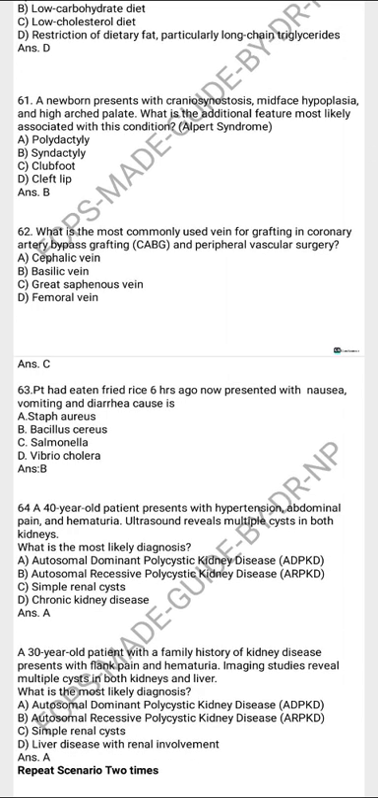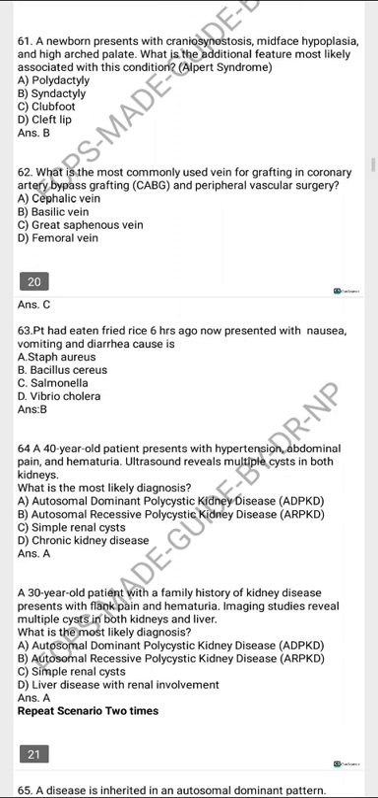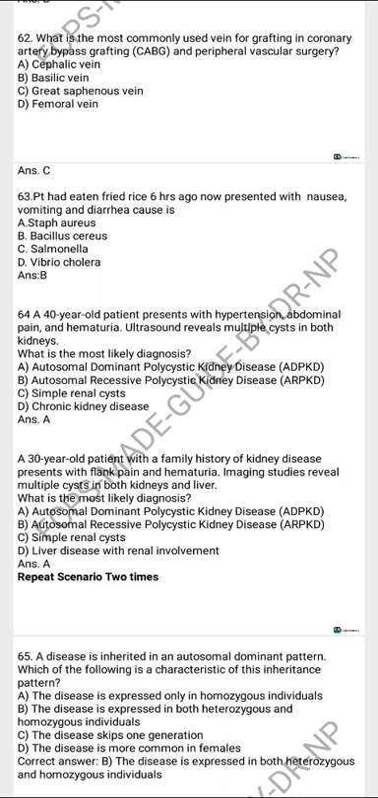The patient had eaten fried rice 6 hours ago and presents with nausea, vomiting, diarrhea. The cause is Bacillus cereus. A 40-year-old patient presents with hypertension, abdominal pain, and hematuria. Ultrasound reveals multiple cysts in both kidneys. What is the most likely diagnosis?